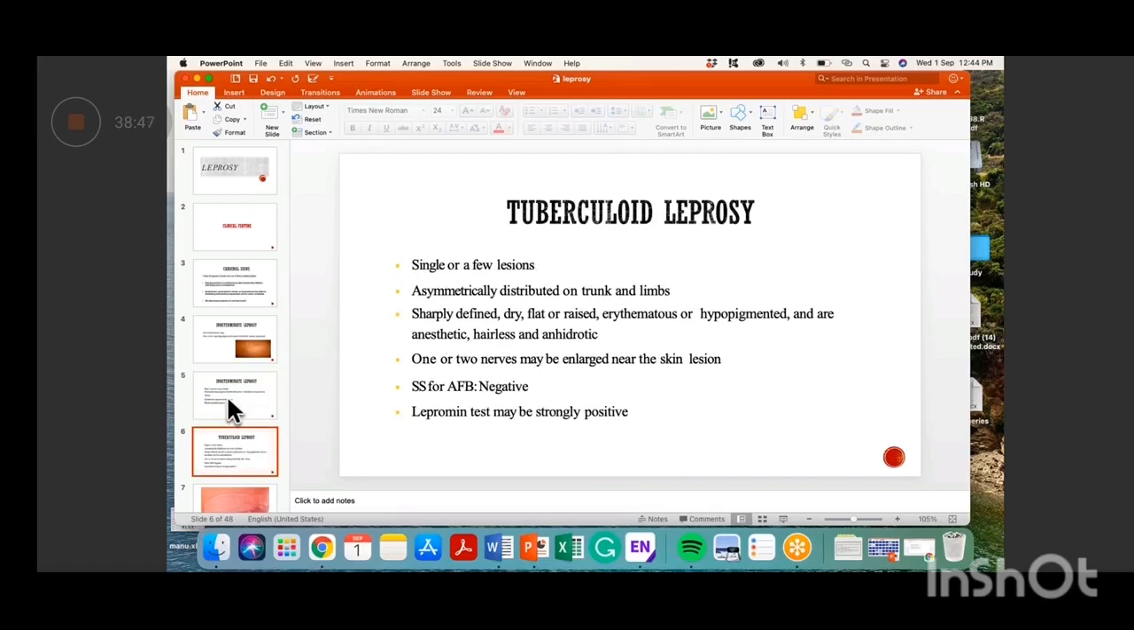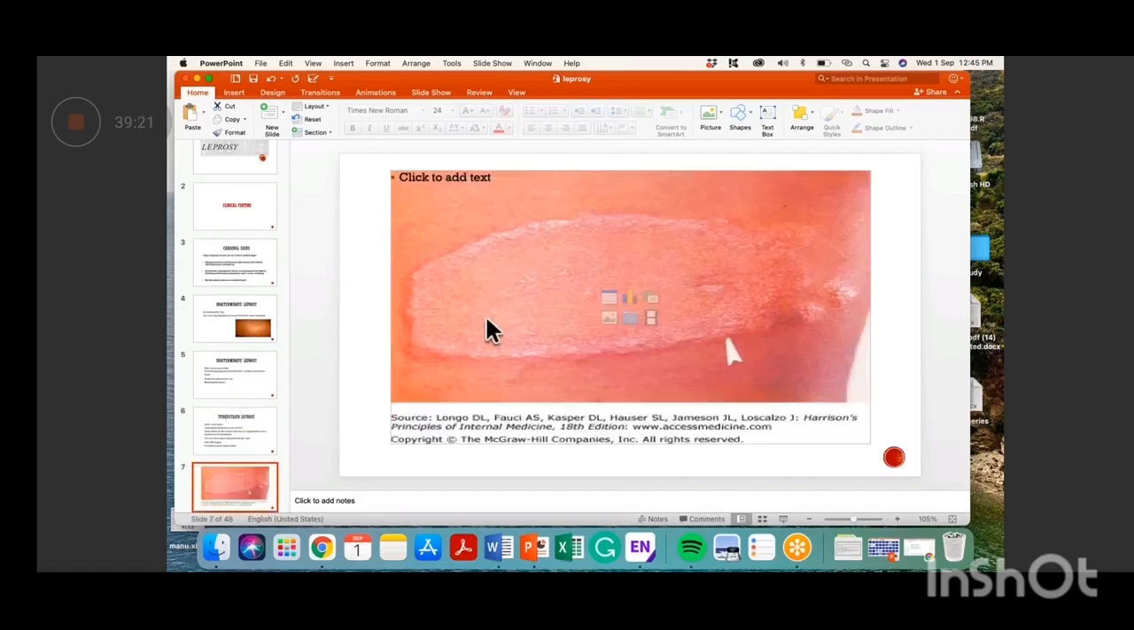The second is tuberculoid leprosy. Herein, the number of lesions is very few, usually 1 to 3 lesions. They are distributed asymmetrically and are sharply defined, dry, flat, usually erythematous, can be hypopigmented, with definite loss of sensation, that is anesthetic, hairless, and anhidrotic, that is no sweating. There may be one or two nerves enlarged near the skin lesion, that is, the nerve to the patch is enlarged, and lepromin test is strongly positive. Slit skin smear is usually negative. This is the classical presentation of tuberculoid leprosy, wherein you can see a very well defined patch.